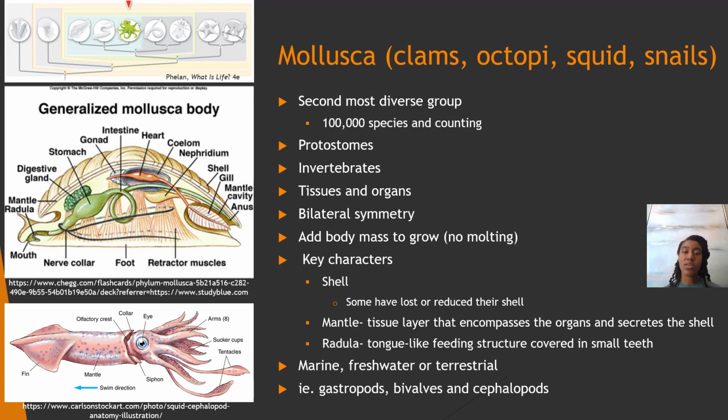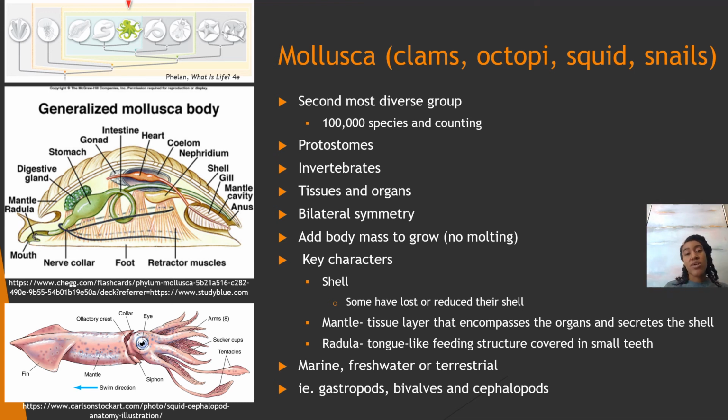Some key characteristics of mollusks that all of them share is some sort of shell. And so the shell in some of these organisms is very apparent, like in snails, but sometimes they're a little bit less apparent. So squids have a shell. It's just underneath the outside of their body, so you can't see it. And then some have lost their shell. So octopi are an example of a mollusk that does not have a shell. And they come from a shelled ancestor, so all of their ancestors had shells, but they lost them at some point in their evolution.